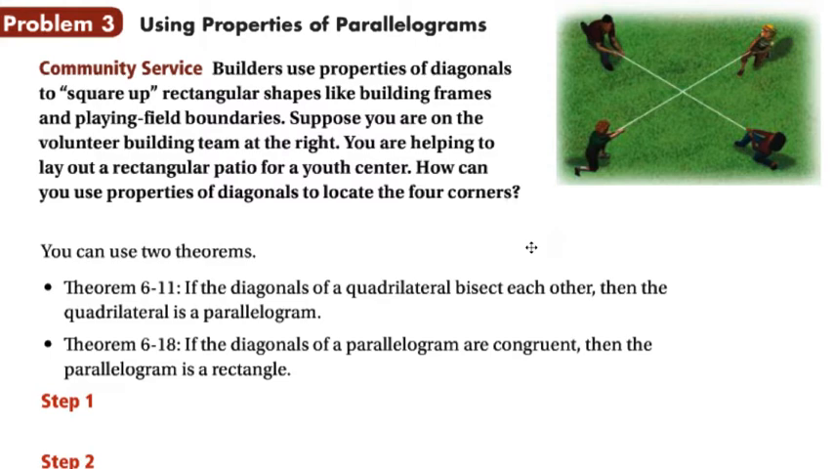Well, we have a couple of theorems that will help us. Theorem 618 says if the diagonals of a parallelogram are congruent, then the parallelogram is a rectangle. So we would want these to be congruent in length, so your string pieces would need to be the same length. Theorem 611 says if the diagonals of a quadrilateral bisect each other, then it's a parallelogram. So we would want these to be meeting at the midpoint.